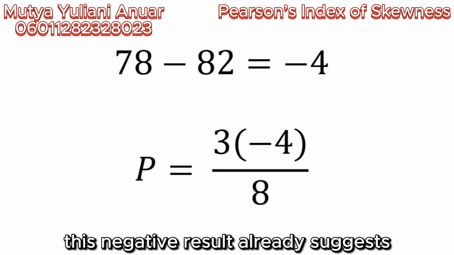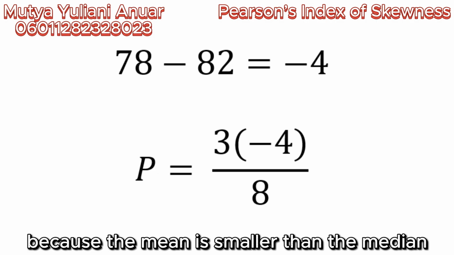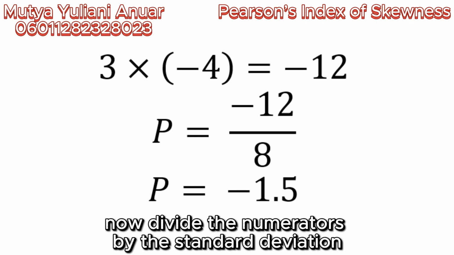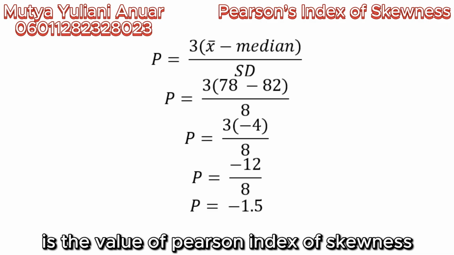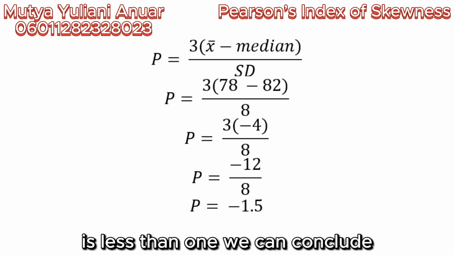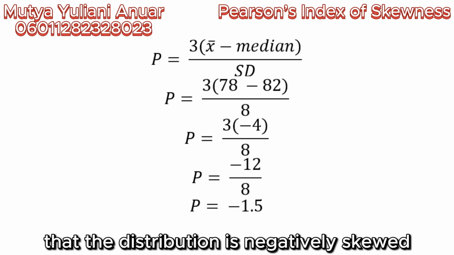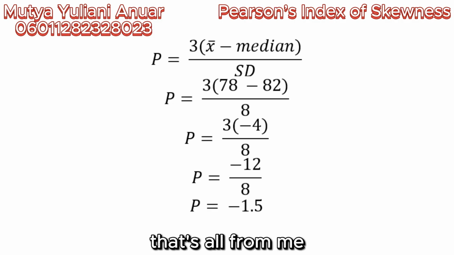This negative result already suggests that the distribution may be skewed to the left because the mean is smaller than the median. Now divide the numerator by the standard deviation. The final result, minus 1.5, is the value of Pearson's index of skewness. Because the value minus 1.5 is less than 0, we can conclude that the distribution is negatively skewed, or skewed to the left. That's all from me.